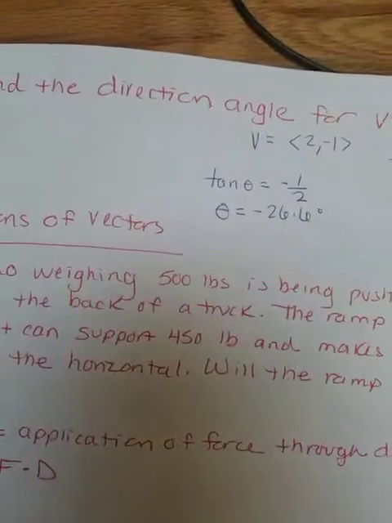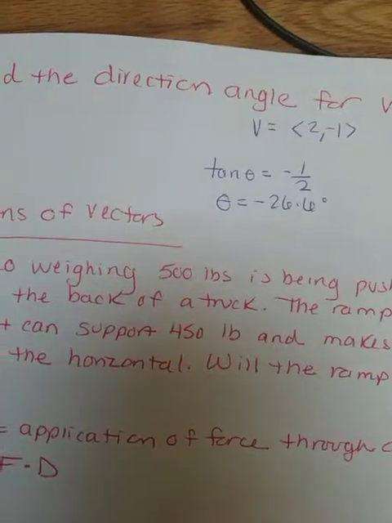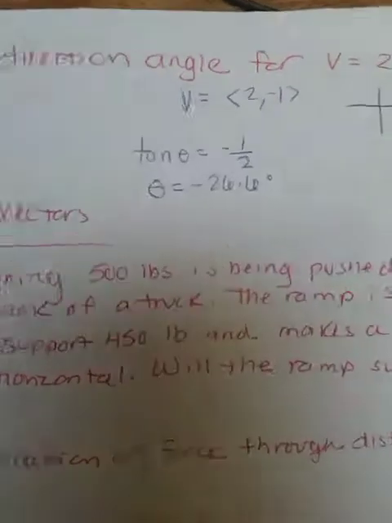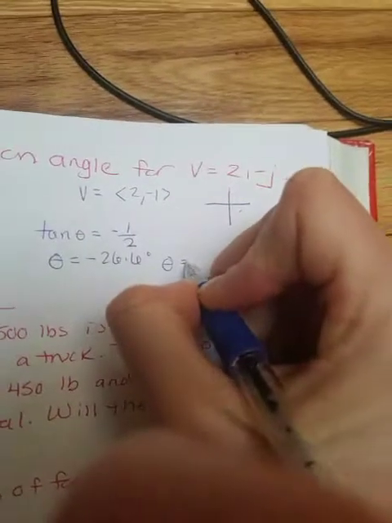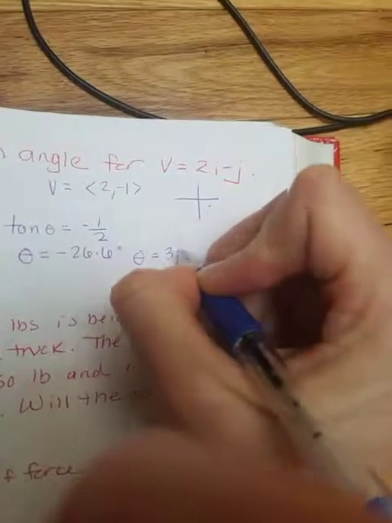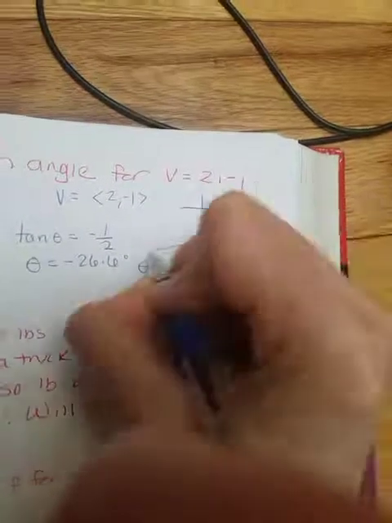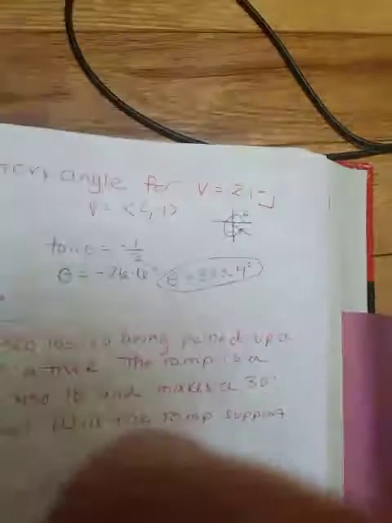One minute here, make sure that you are in degrees. Okay, but because I'm in quadrant 4, what I really need is 360 minus the 26.6 degrees, which is going to give you 333.4 degrees, because we have to go around like this. That's going to be your theta, and that's your answer.